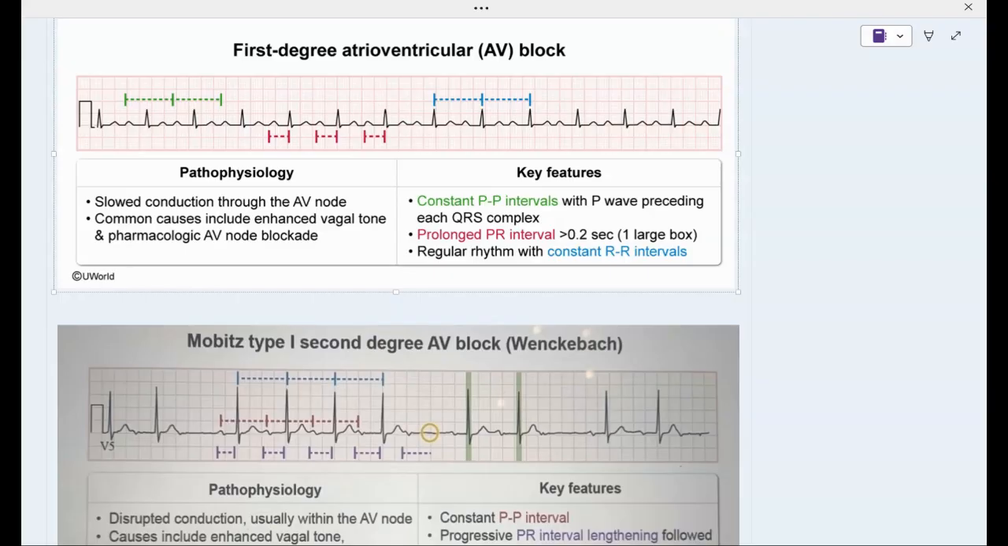So why does it occur? Because there's slowed conduction through the AV node, and common causes include enhanced vagal tone and pharmacologic AV node blockade. Okay, because of drugs. And what are the key features? The PP interval is constant, with a P wave preceding each QRS complex. Prolonged PR interval, more than 0.2 second, which is also one large box, and regular rhythm with constant RR intervals. Okay, so PP intervals are also constant, RR intervals are also constant, and the PR interval is prolonged. So PR interval prolongation is the basic mechanism.